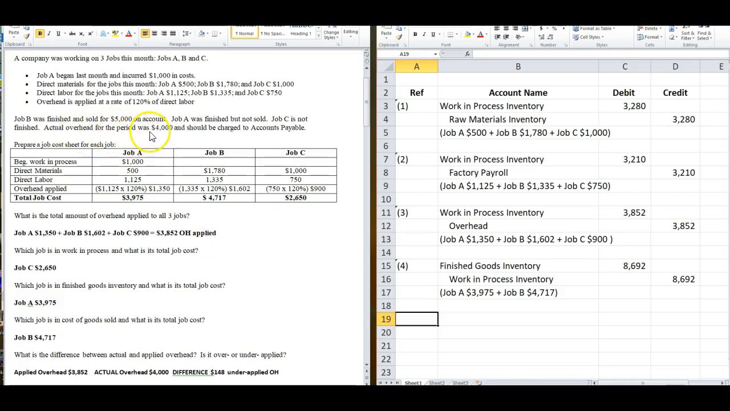It says actual overhead for the period was $4,000 and should be charged to accounts payable. To do that, we would debit overhead for $4,000, and we're going to credit accounts payable, because it told us to in the problem, for $4,000. Other things you might see used here as a credit, you might see cash, you might see depreciation, which would be accumulated depreciation. You might also see insurance, where we're using insurance that we've already paid in advance, and in that case we would credit prepaid insurance. So just be aware of what the problem says in that case.